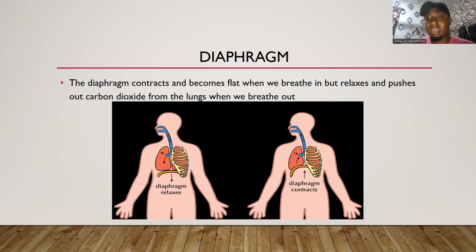So that's a picture of a diaphragm. When you look at the direction of the arrow in the picture, you see a curve or an arc, which is below the respiratory system. And that is the diaphragm. The diaphragm contracts and becomes flat when we breathe in, but relaxes and pushes out carbon dioxide from the lungs when we breathe out.